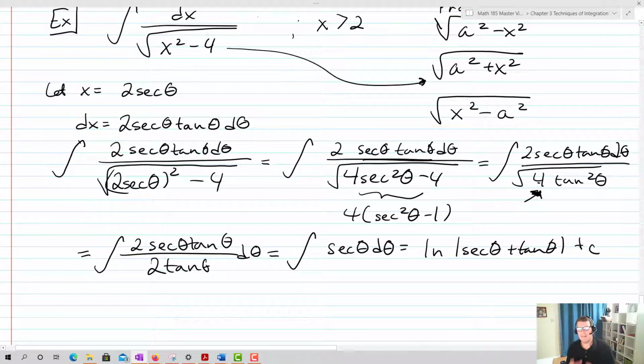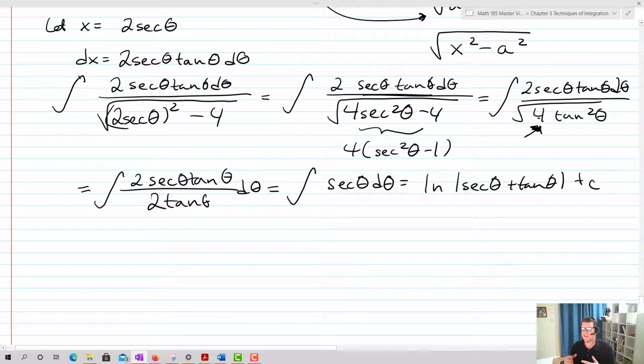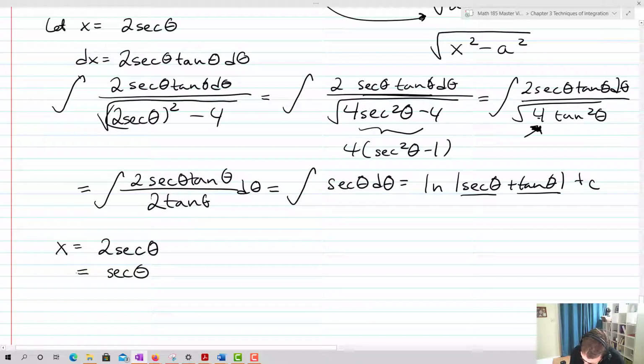So you can see, same idea that we're working with here. The whole idea is to make the substitution so that we can transform our integral into something that I have an antiderivative for, that I can actually find the integral rather easily for. Now what I need to do is figure out what secant theta is and what tangent theta is. Well, I know that x equals 2 secant theta. So I'm going to solve for secant theta. So secant theta equals x over 2.